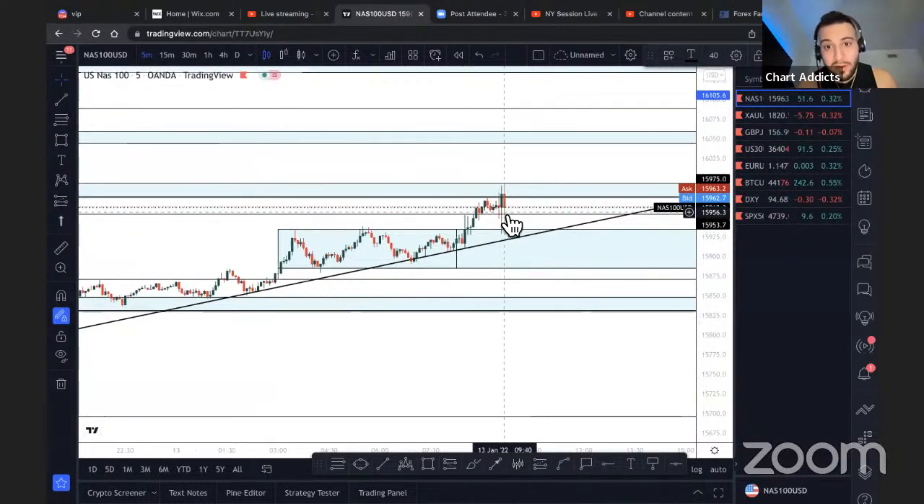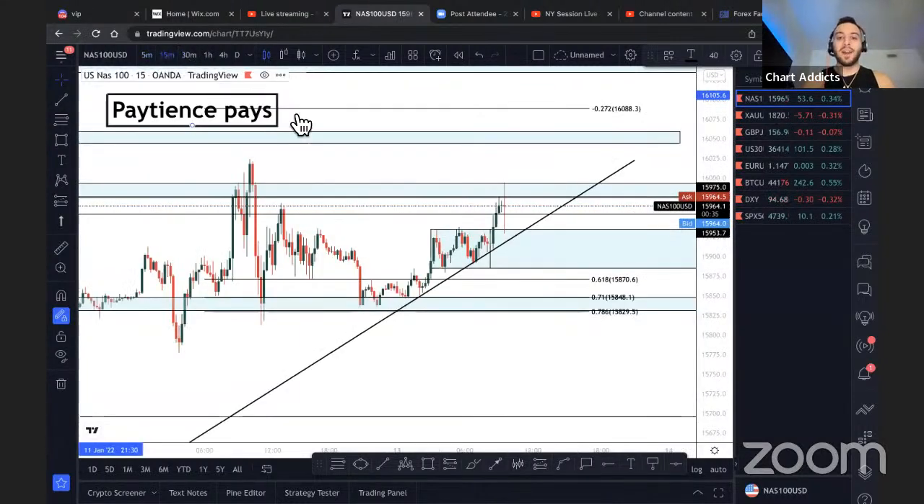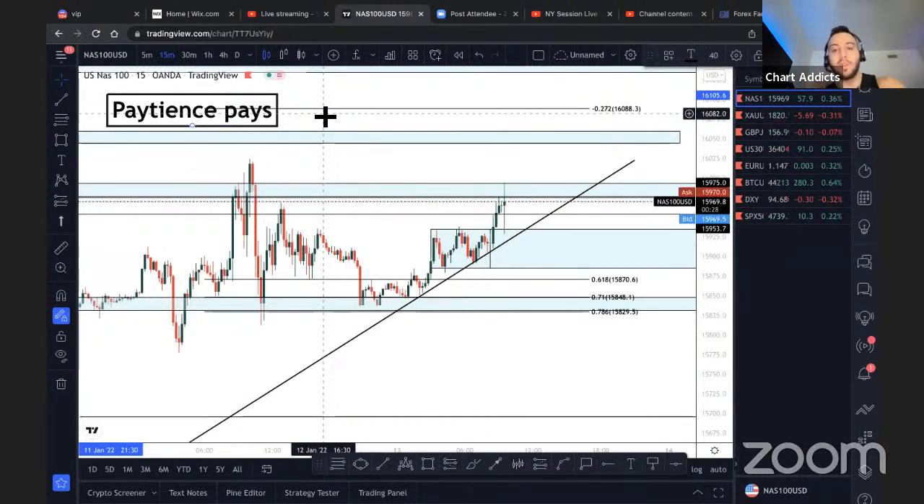It's holding this support. It's holding this support. I'm going to give it a chance. But I do want to enter some long positions now. It's what the patience is for, though. It's what the patience is for.